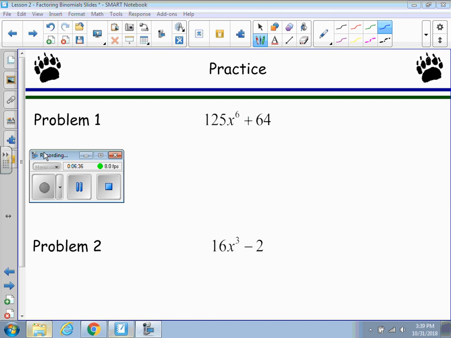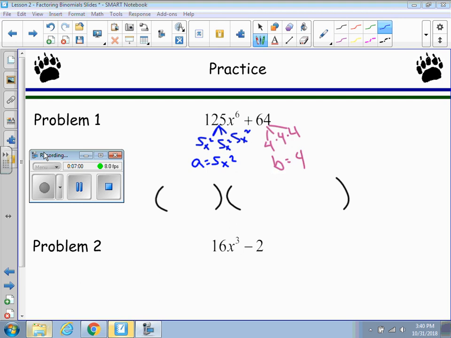These in particular are cubes because we know that 5 times 5 times 5 is 125. X squared times x squared times x squared is x to the 6th. 64 is the same as 4 times 4 times 4. So now we figured out that our a is 5x squared and our b is 4. So now we just have to remember our formula, and I do chant it all annoying like.